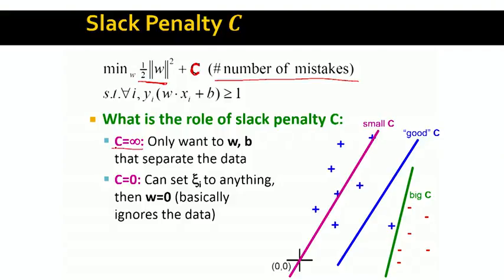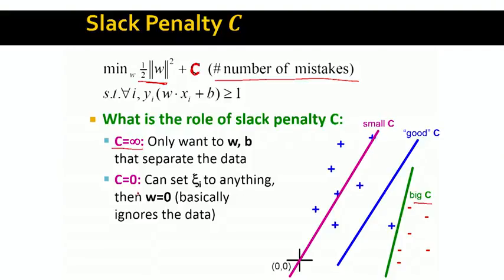If we set C to be infinite, what this basically means is that we only want to find W that separates the data. So for example, in our case, if I have a data set here and I set C to be very big, then this is the decision boundary we would find. It's a decision boundary that nicely separates the data.